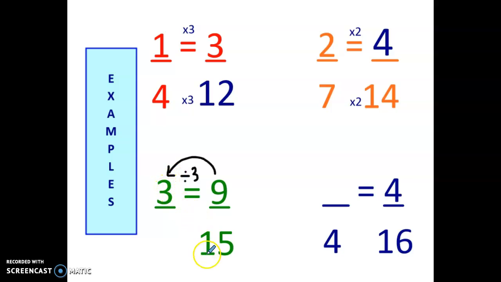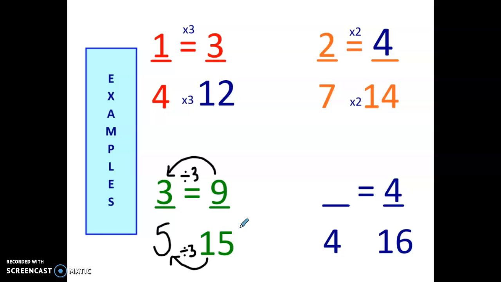And whatever I do to the top, I must also do to the bottom. So 15 divided by 3. Remember to use your times table grid if you are not sure of the answer. What is 15 divided by 3? Correct, it is 5. So the fraction 3/5 is equivalent to 9/15. 3/5 and 9/15 are the same fraction but using different digits.